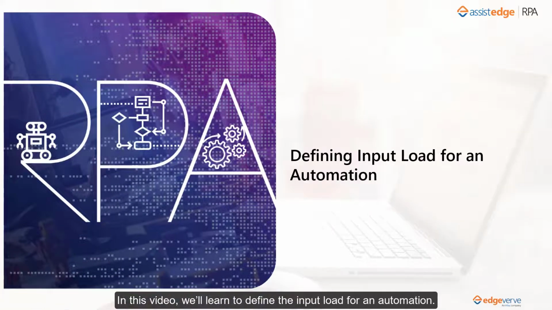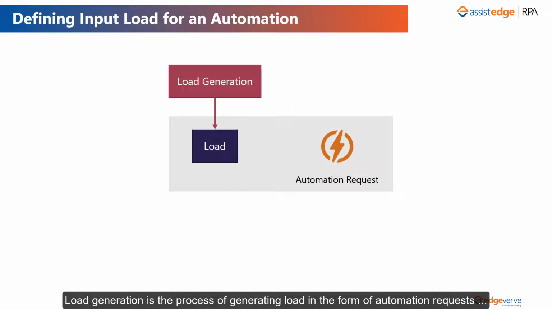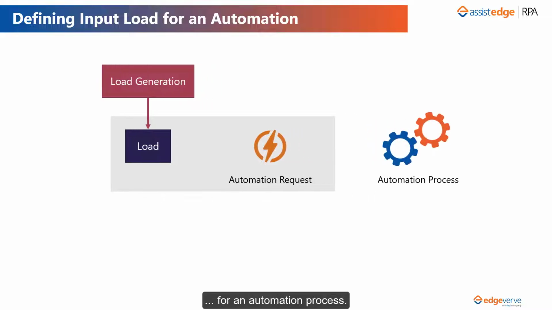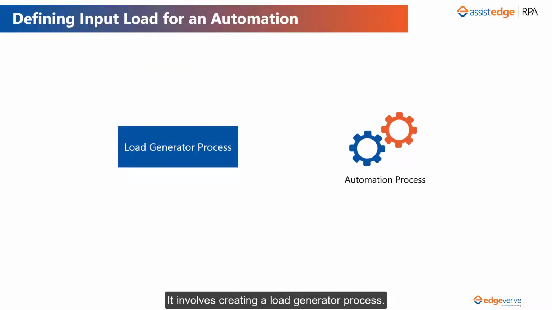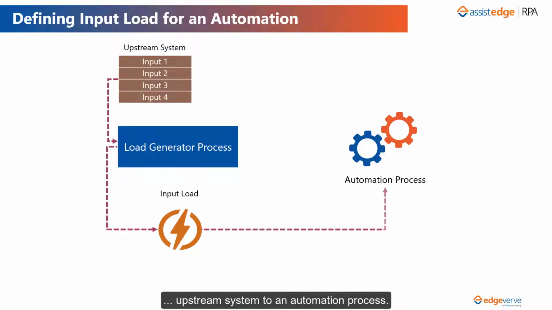In this video, we will learn to define the input load for an automation. Load generation is the process of generating load in the form of automation request for an automation process. It involves creating a load generator process. A load generator process is used to generate load by sending inputs from an upstream system to an automation process.